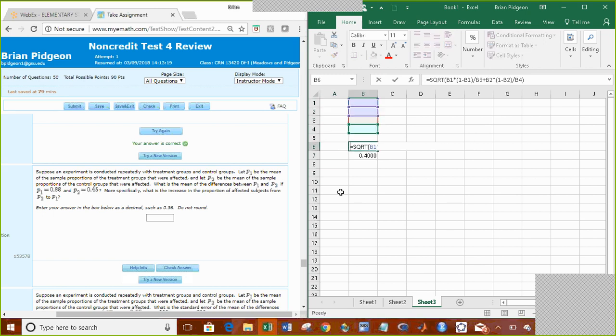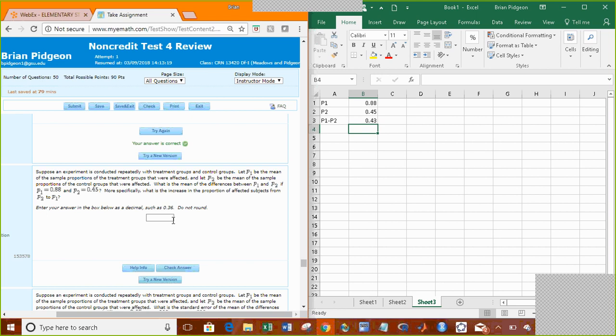Where's all this? Okay. Suppose an experiment is conducted. What is the increase in the population of affected subjects from P1 to P2? Well, they give us everything. P1 is 0.88, P2 is 0.45. So P1 minus P2 is what we're looking for. So increase of 0.43.